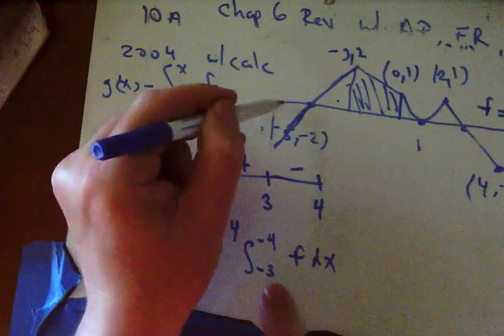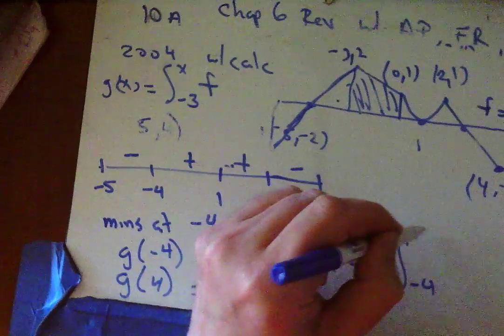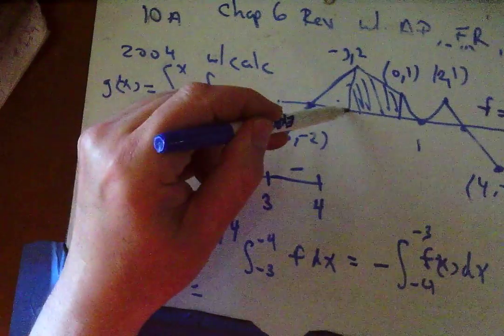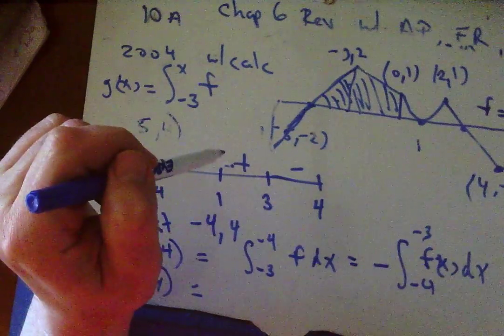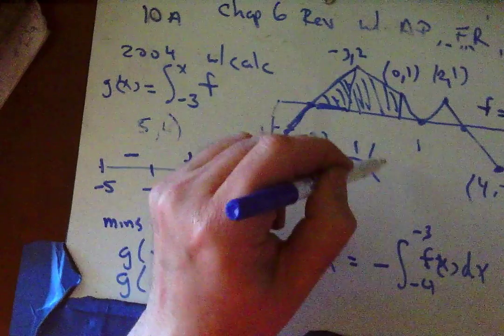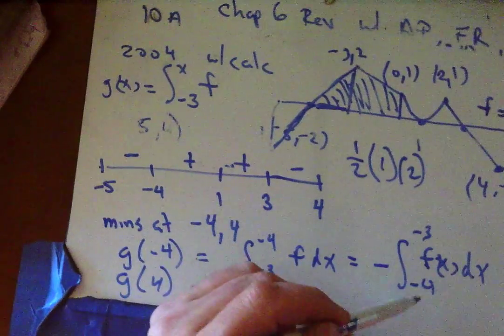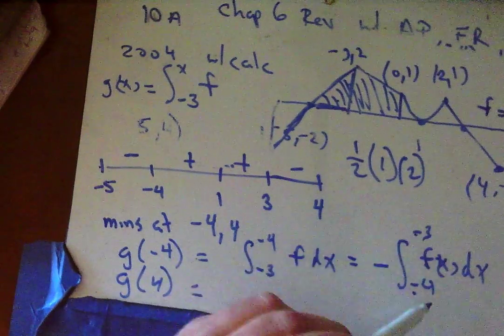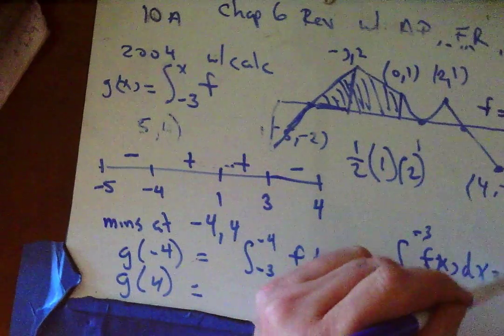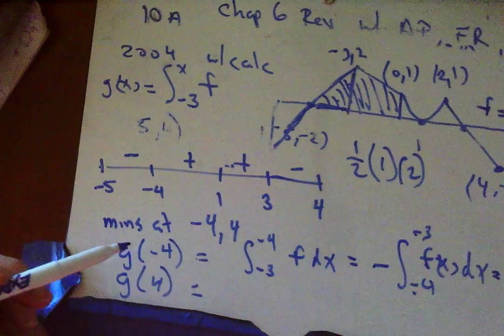However, that has me integrating backwards, and I don't want to integrate backwards, so I'm going to pull out that negative and go from -4 to -3 on this graph. Well, from -4 to -3, I have a triangle, so I don't need a calculator for that. I'm going to do 1/2 base of 1 times the height of 2. So from -4 to -3, I get 1. But don't forget that negative. So -1. So the minimum at -4 has a y value of -1.